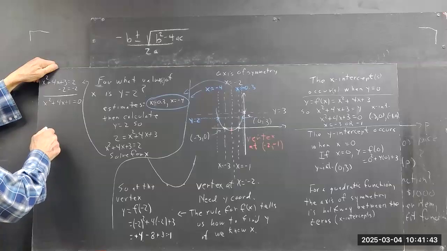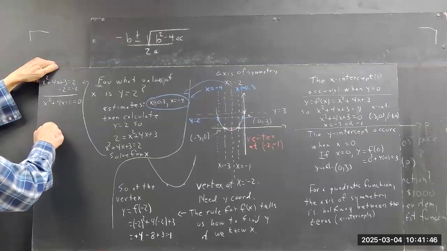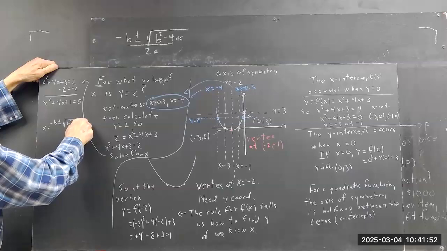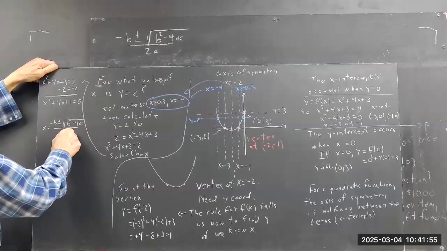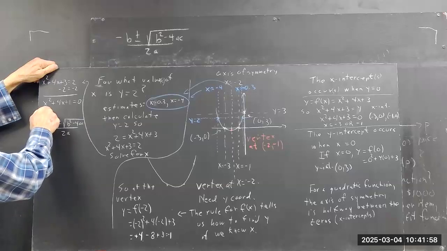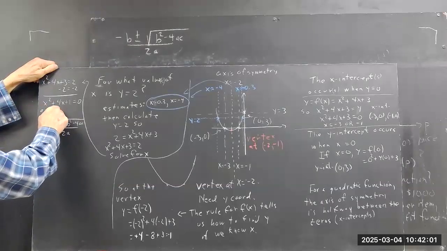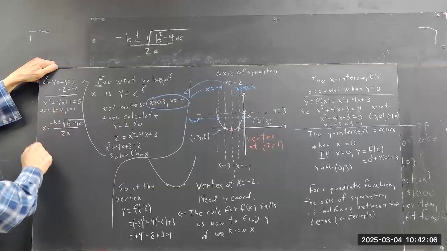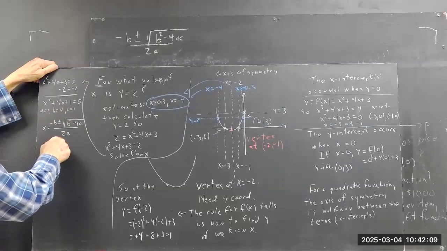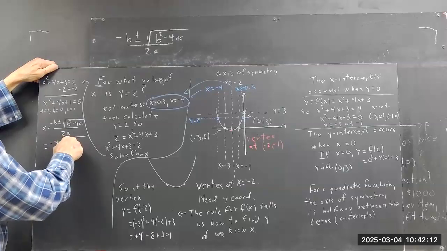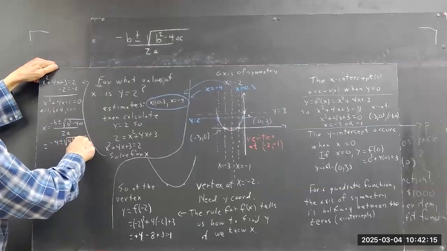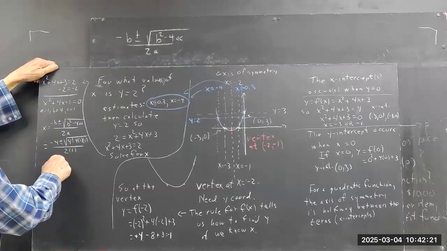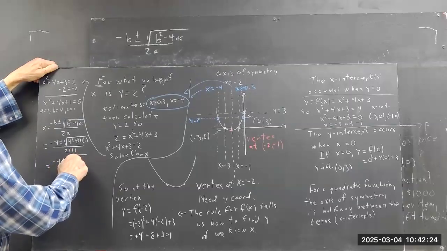Now, we're going to use the quadratic formula. x equals negative b plus or minus the square root of b squared minus 4ac over 2a, where we note that a equals 1, that's the coefficient of x squared, b equals 4, the coefficient of x, and c equals 1. So now we get negative 4 plus or minus the square root of 4 squared minus 4 times 1 times 1, all divided by 2 times 1.